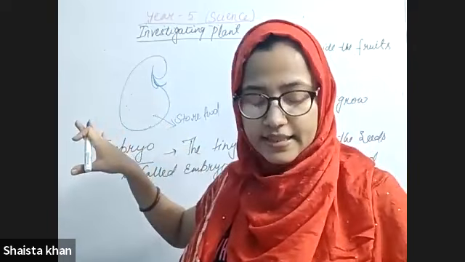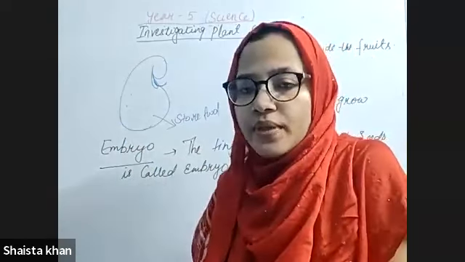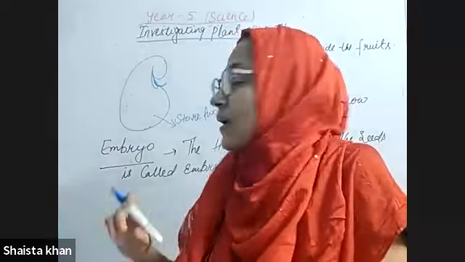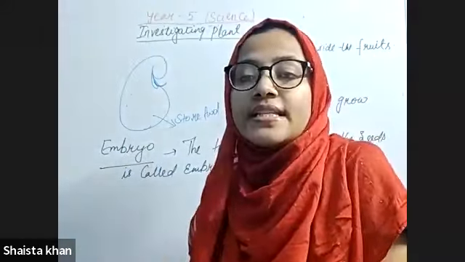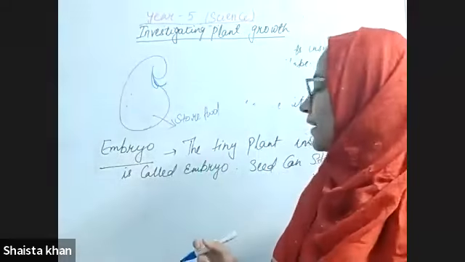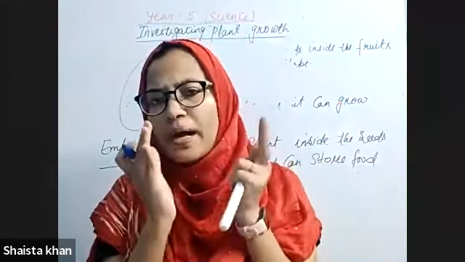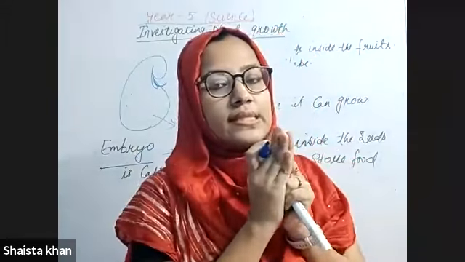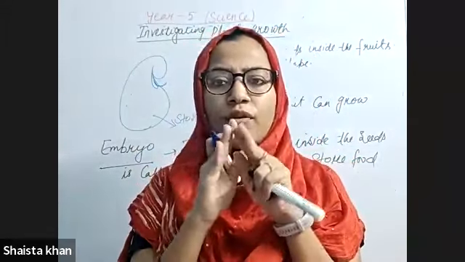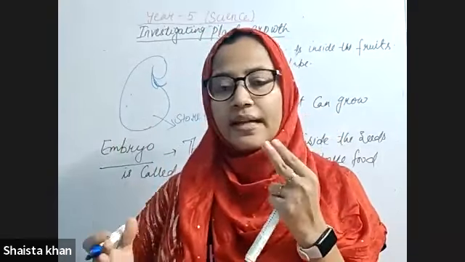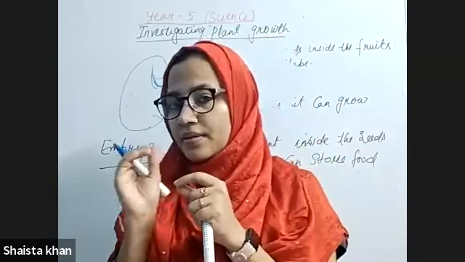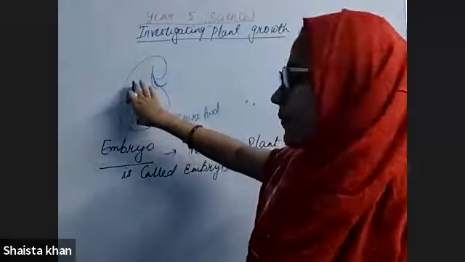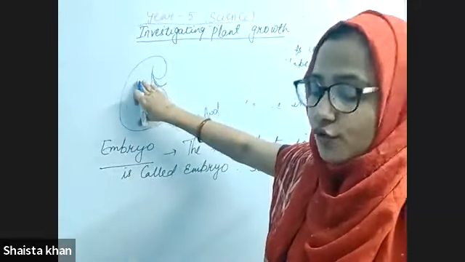After some time, we will also study monocot and dicot. What is a dicot? Two parts of the seed. Like if you take a piece of gram and split it, you will find two parts of the gram. We will call that a dicot. Here, this part can store food.